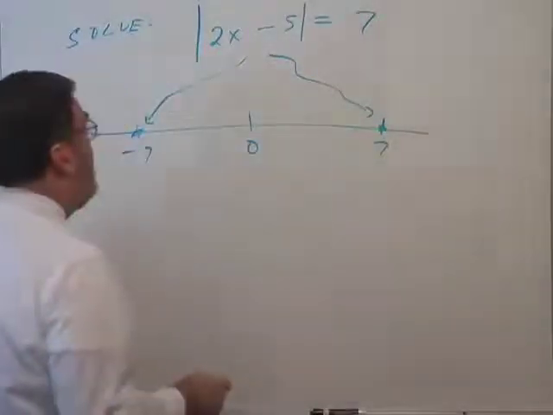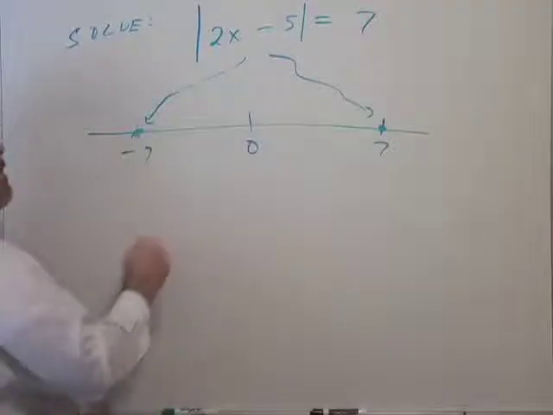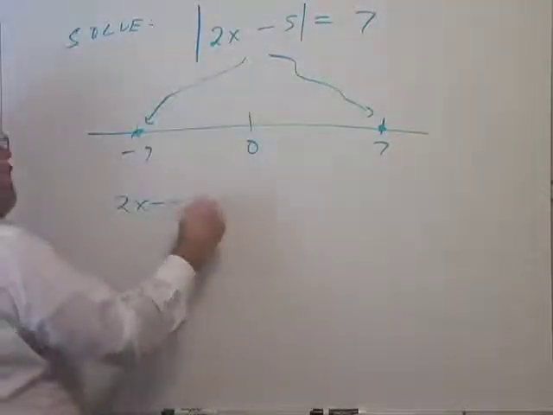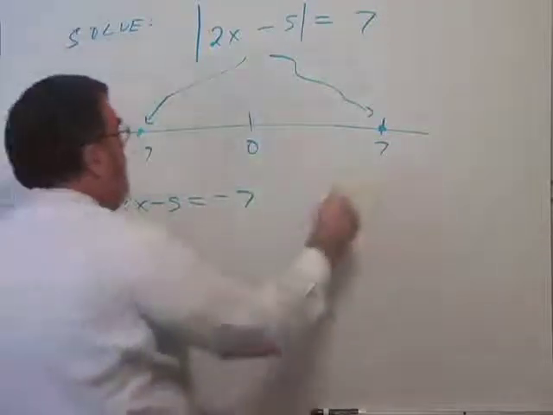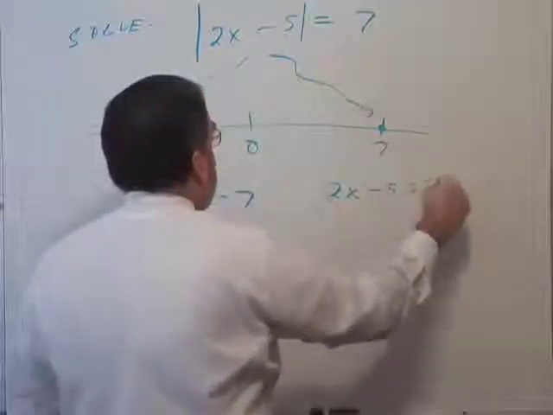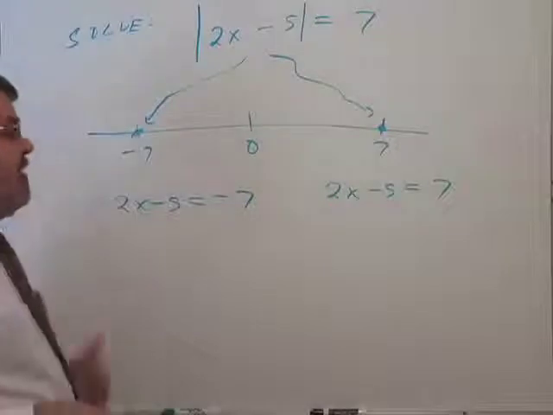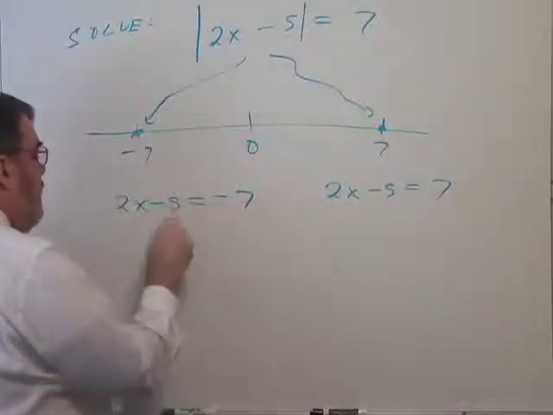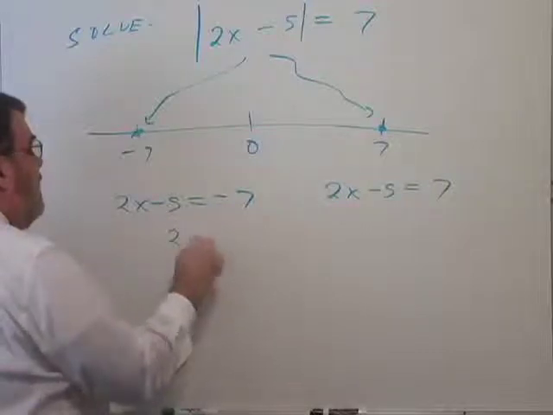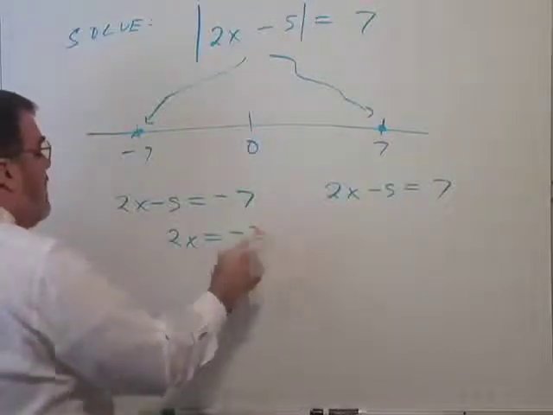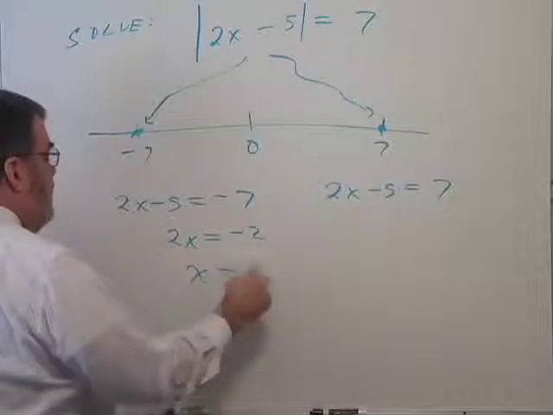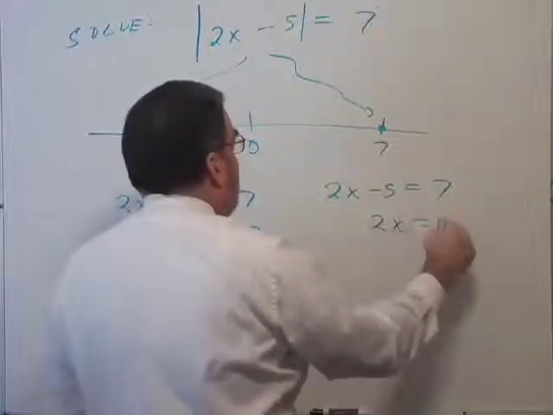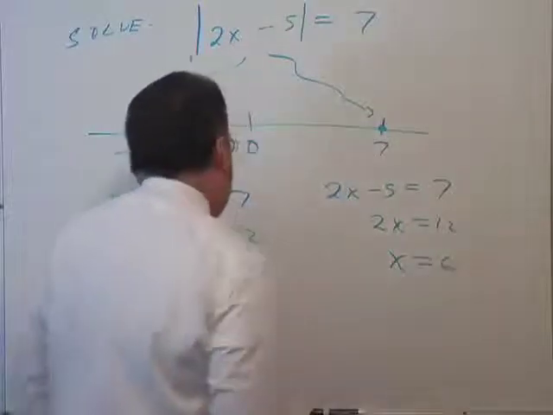If that's the case, then this sets up two equations. This says that this quantity inside, 2x minus 5, is equal to negative 7, and 2x minus 5 is also equal to positive 7. So that sets up two equations to solve. I add 5 to both sides. Negative 7 plus 5 is negative 2. Divided by 2, x is negative 1. Add 5 here to both sides: 2x equals 12, x equals 6.